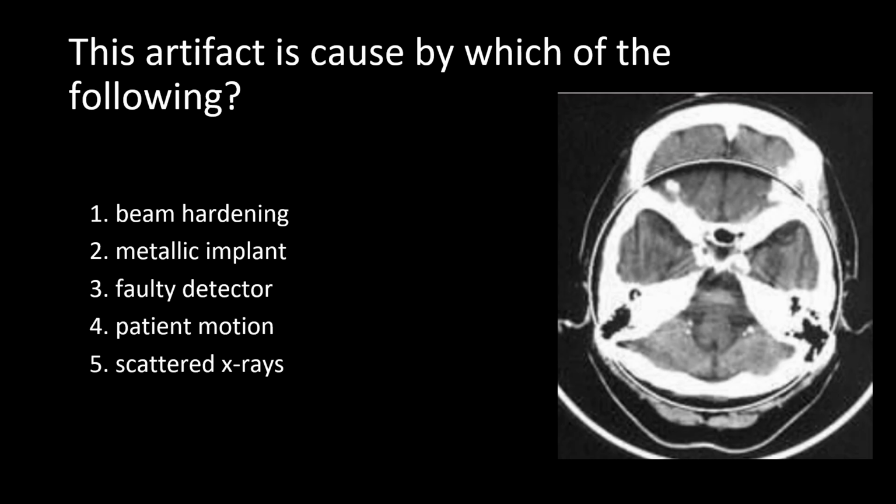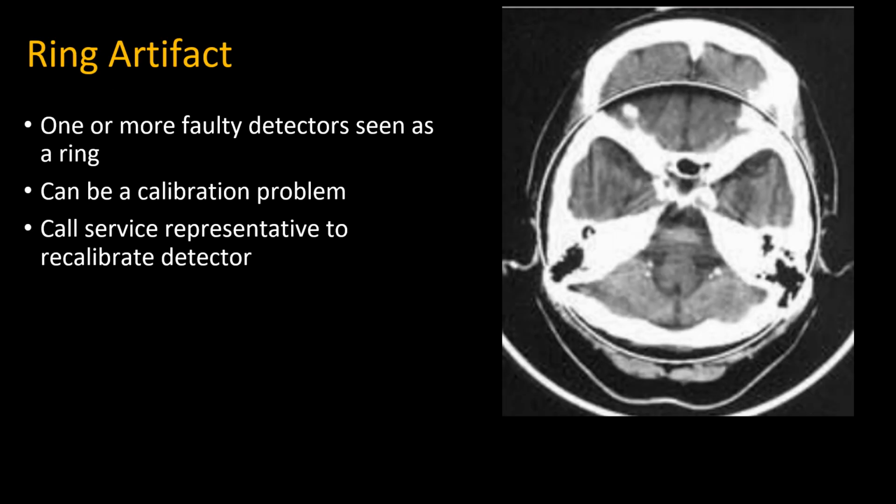The artifact shown here is caused by which of the following: beam hardening, metallic implant, a faulty detector, patient motion, or scattered X-rays. The answer is a faulty detector, and this is a pretty commonly asked board question on practice bank sets. So ring artifact is caused by one or more faulty detectors seen as a ring, and it can be a calibration problem. Our fix is to call a service representative who can recalibrate the detector.